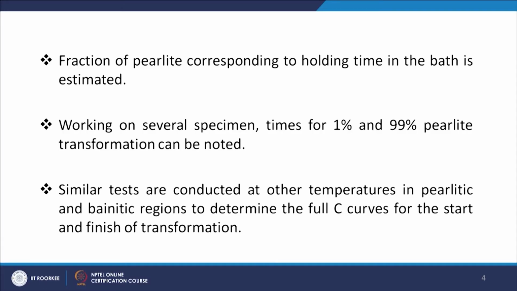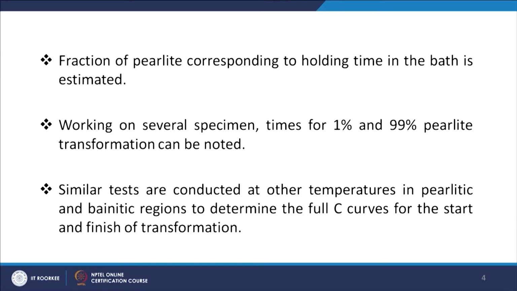This way, at any particular temperature, you can see at what time the transformation has started. That will be the 1% line, and then at what time the transformation has completed. You normally give 1% as well as 99% pearlitic transformation. That is noted, and this will be done at all the different temperatures, and accordingly you will have a series of points, and then you join these lines. Similar tests are conducted at other temperatures in the pearlitic and bainitic region to determine the full C curve for the start and finish of the transformation.